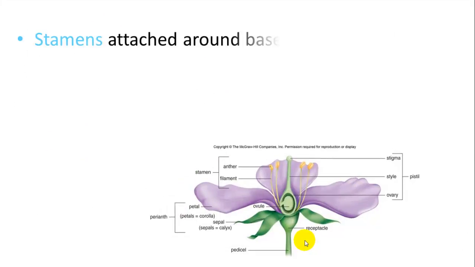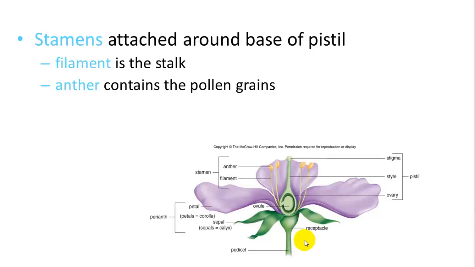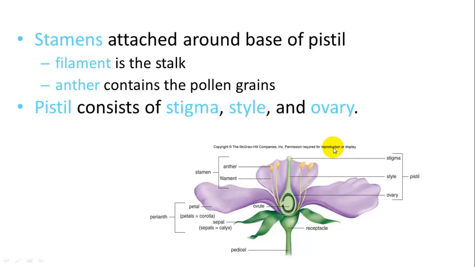Okay, so some of the other whorls include stamens, which attach around the base of the pistil, and these are what contain pollen grains. The filament is the stalk, okay, and then the anther is the part which has the pollen in it. The pistil then is the reproductive structure which contains the ovule, and it has a stigma on the top, a style, which is the stalk, and then the ovary, which contains the ovule. The ovary, for the most part, develops into fruit.